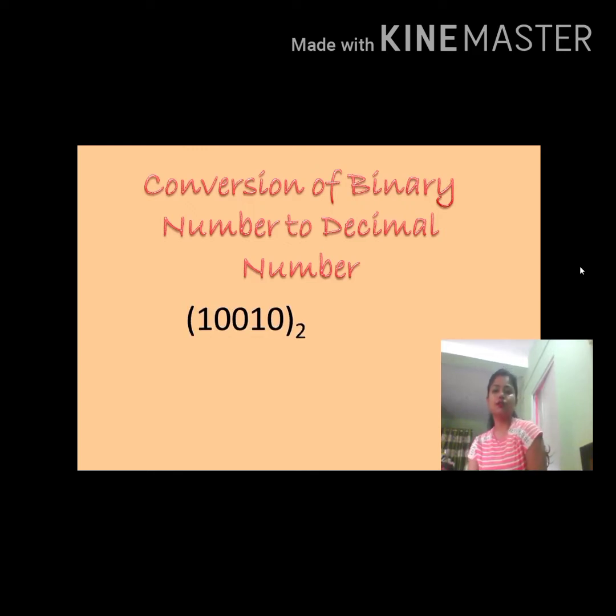Yes, so see, 10010, it is a binary number. So we have to find the decimal number of it. We have to convert this binary number into a decimal number. So this is the question, and let us now see how to solve this.